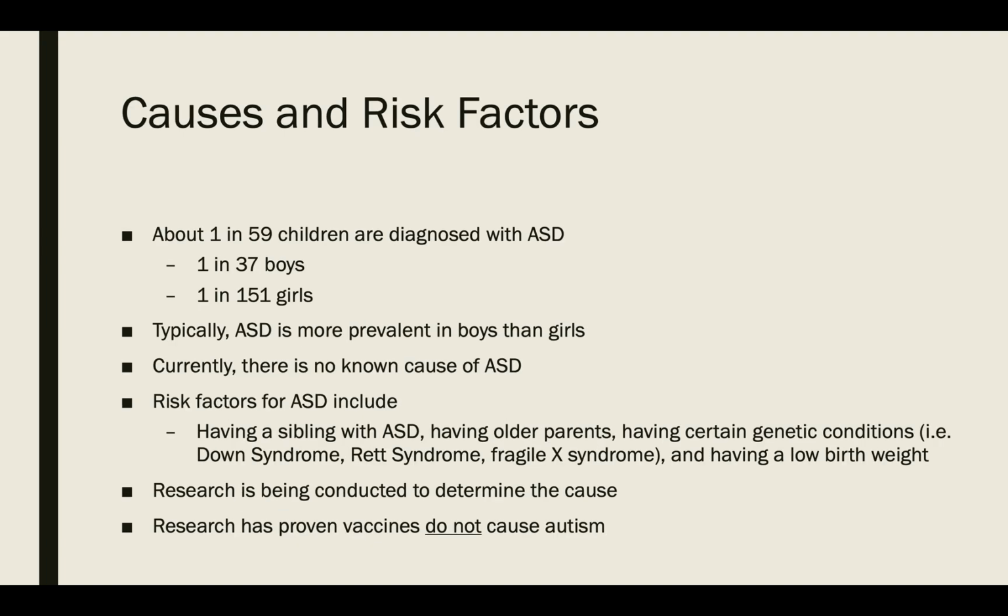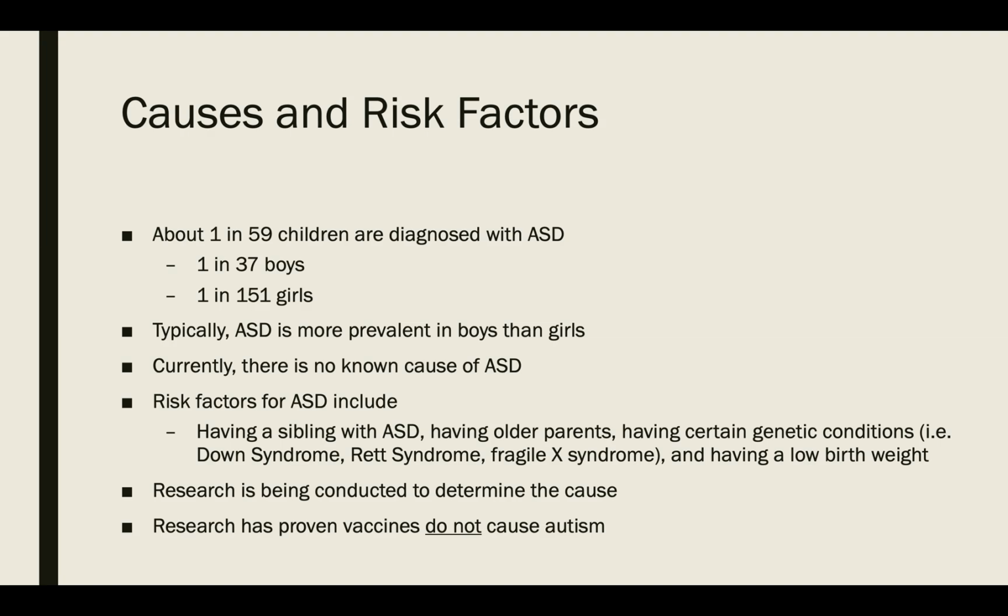There are some different causes and risk factors that occur in ASD. About 1 in 59 children are diagnosed with this disability. About 1 in 37 boys and 1 in 151 girls are diagnosed. Typically, ASD is more prevalent in boys than girls, and currently there is no known cause of autism spectrum disorders.